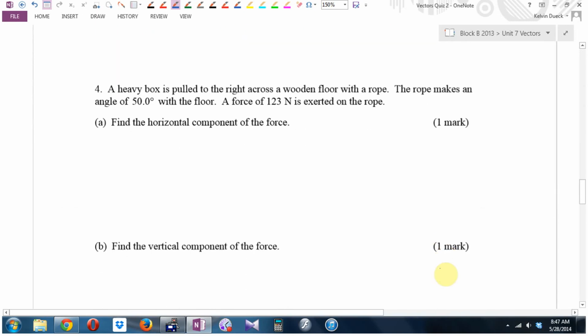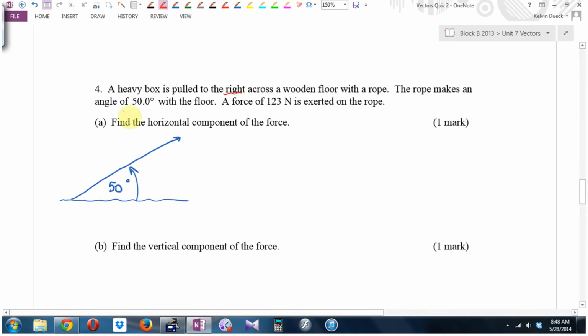Components. A heavy box is pulled to the right across a wooden floor with a rope. The rope makes an angle of 50 degrees with the floor. There's the floor, there's the rope, 50 degrees. Find the horizontal component of the force.